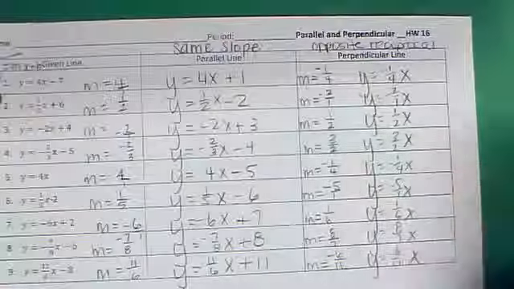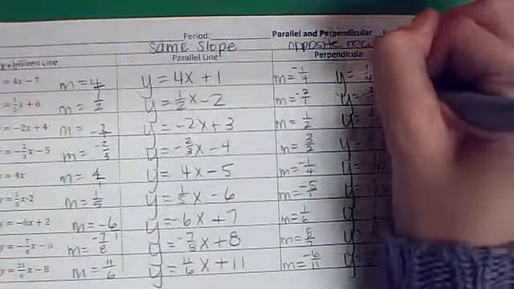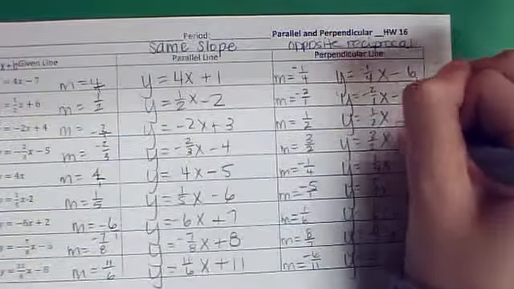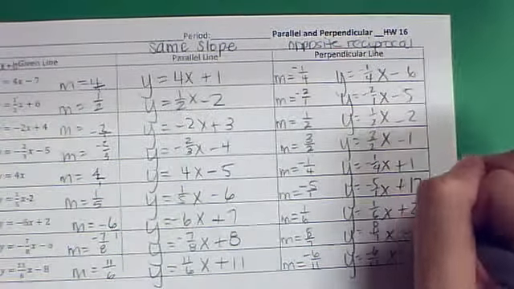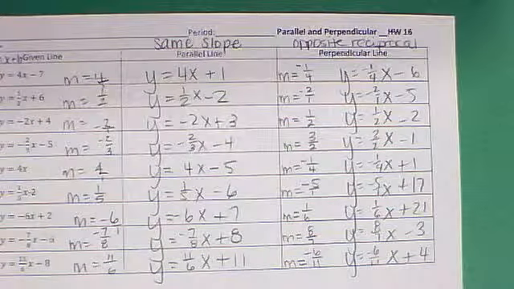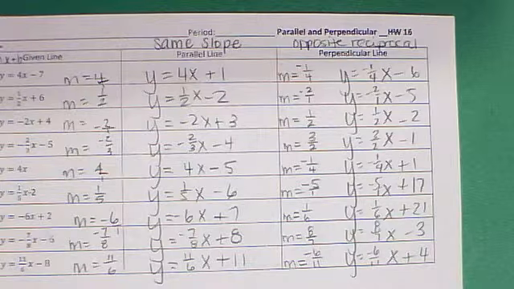The x is important. Do not forget that. mx and then plus or minus b. So I just choose anything I want. -6, -5, -2, -1, +1, +17, +21, -3, +4. Doesn't matter. I can pick anything I want to be that ending number. That's how we look at parallel and perpendicular lines.